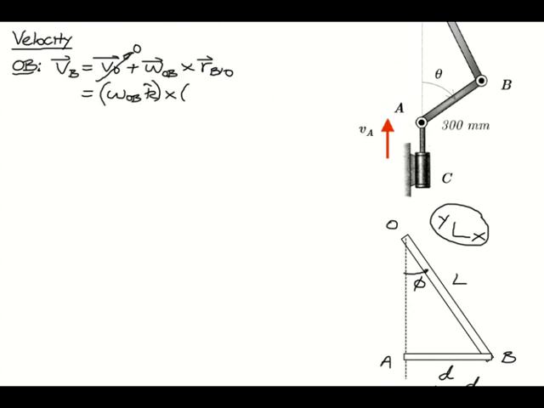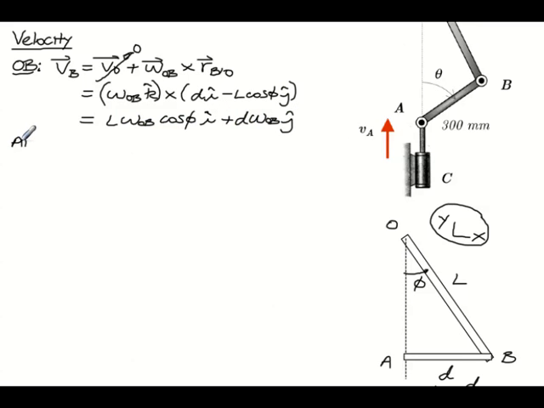So in going from O to B, in x, what I need to do is write that down as d. In y, I'm going to be going as minus L cosine phi. So when I do the omega cross r, k cross j is a minus i, so this becomes a plus L omega OB cosine phi in the i. In the j, I've got a d omega OB in the j. So that's for link OB.